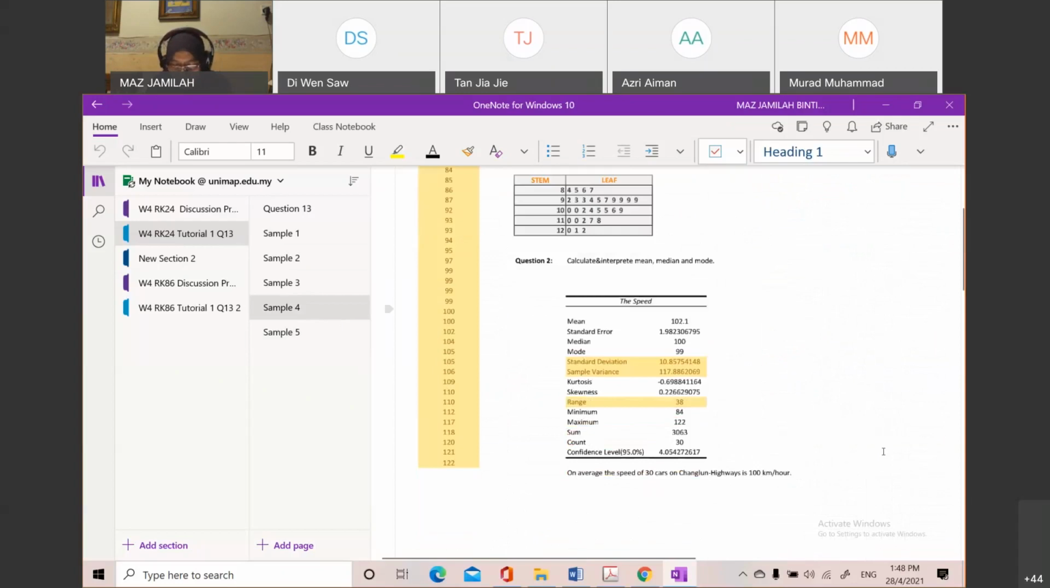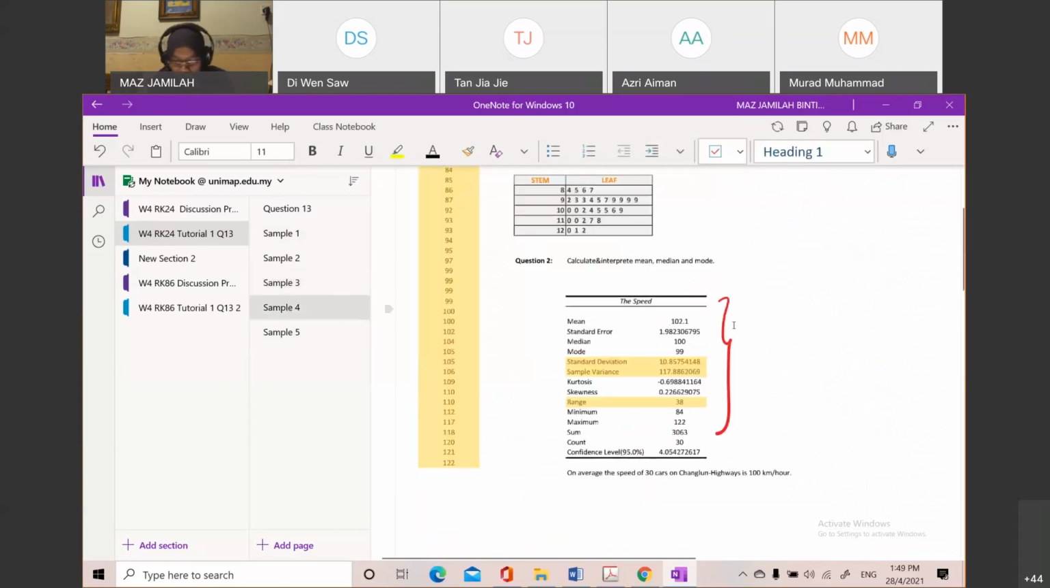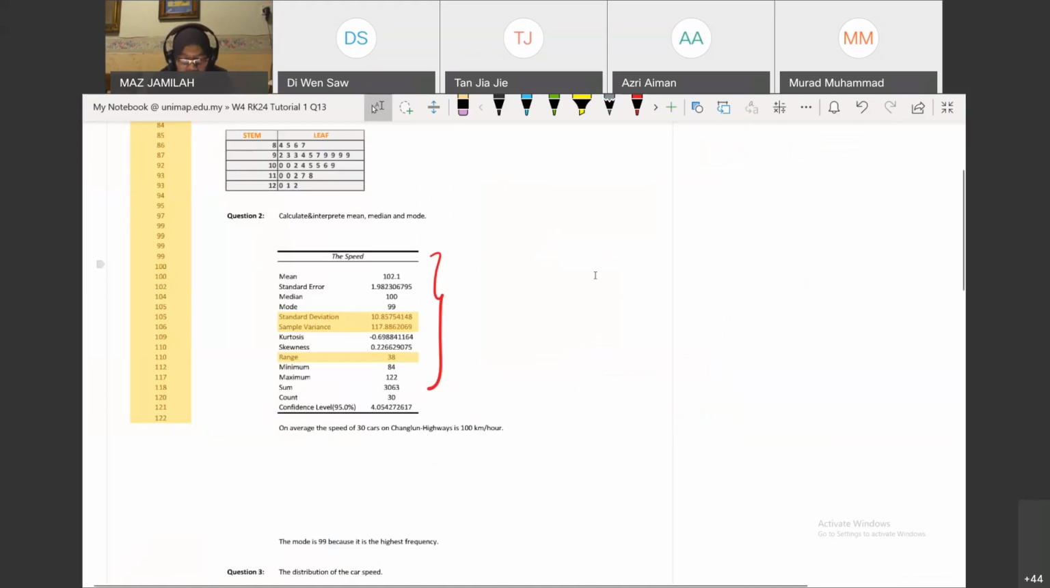So this is sample 4. It just stops at this particular answer. The same with the next one. For sample 3 also the same, you don't give your interpretation. So how should we interpret? Let me use this particular sample. How should we interpret in terms of this particular data?